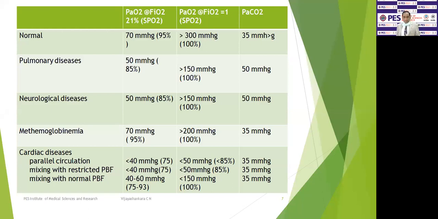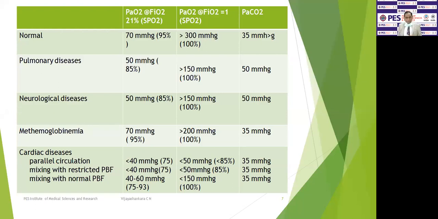In neurological diseases, it's the same as a pulmonary disease. It's similar to that, but PO2 never reaches the 300 millimeters of mercury.